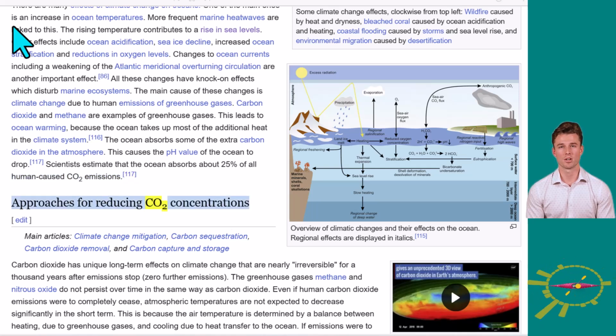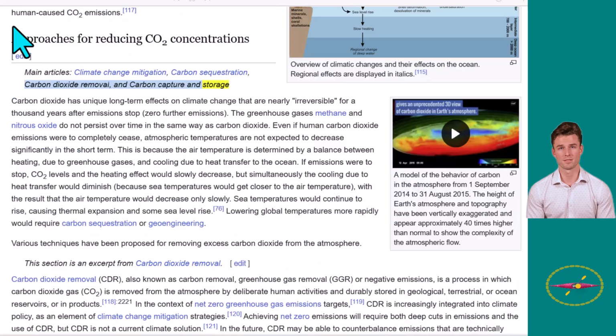Approaches for reducing CO2 concentrations. Carbon dioxide has unique long-term effects on climate change that are nearly irreversible for 1,000 years after emissions stop. Zero further emissions. The greenhouse gases methane and nitrous oxide do not persist over time in the same way as carbon dioxide. Even if human carbon dioxide emissions were to completely cease, atmospheric temperatures are not expected to decrease significantly in the short term. This is because the air temperature is determined by a balance between heating, due to greenhouse gases, and cooling due to heat transfer to the ocean.